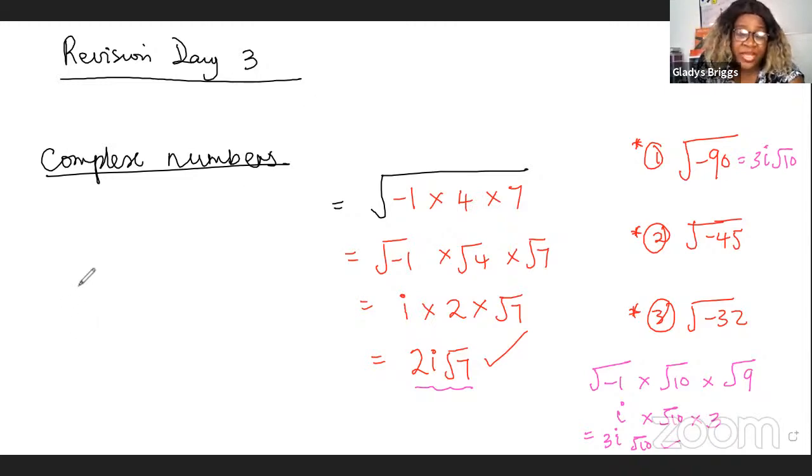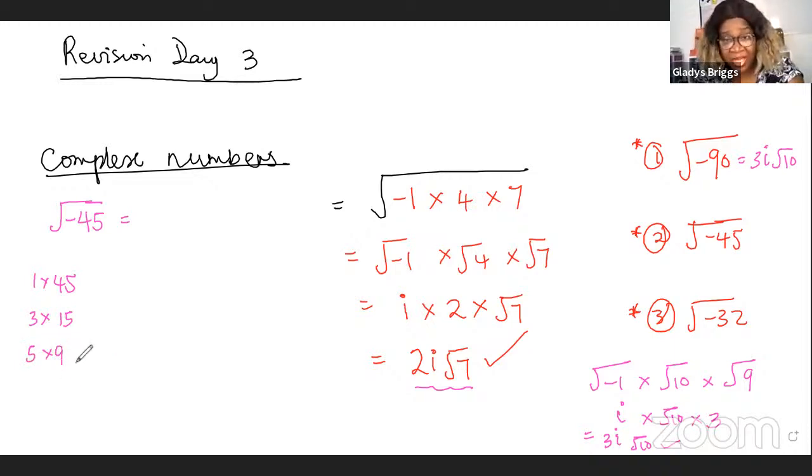So negative 45, the square root of negative 45. Well done, guys. I can do 1 times 45, but there's no square number there. I can't do 2, but I can do 3 times 15. There's no square number there. I can't do 4, but I can do 5 times 9. So 9 is a square number, so I'm definitely going to use 5 times 9.